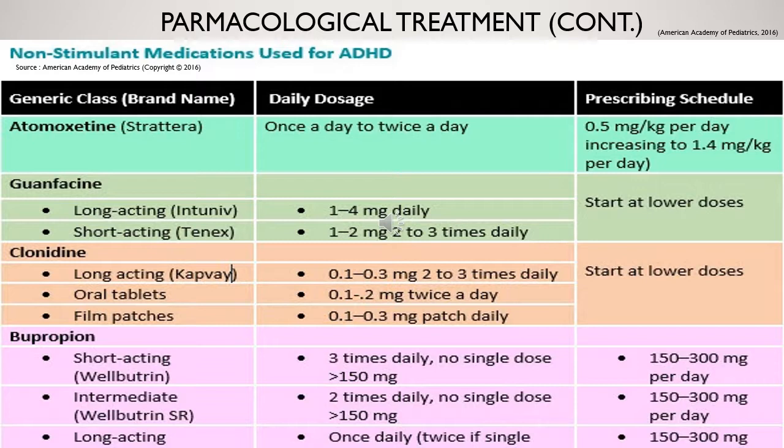Here is a table of commonly used non-stimulant medications. Strattera is the first non-stimulant medication that has been FDA approved for the treatment of ADHD in adults and children over the age of 6. Atomoxetine is the class of medication known as selective norepinephrine reuptake inhibitors.